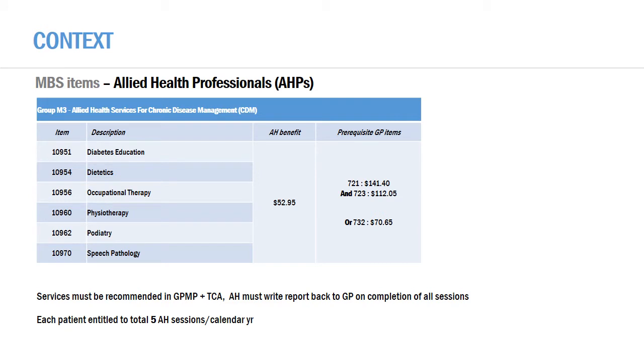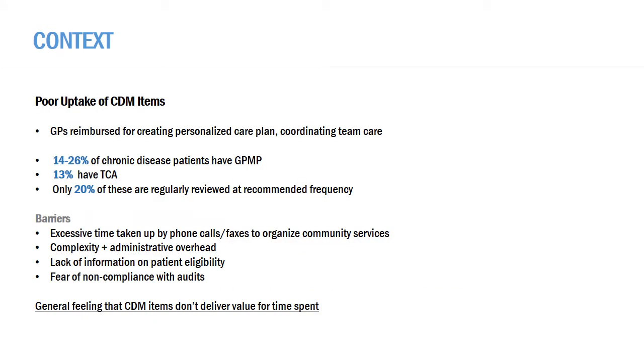So these are the items claimable by allied health from Medicare if a patient has both a GP management plan and a team care arrangement and is referred under the team care arrangement. How it normally works is that the GP faxes a referral form over, the allied health provider signs acceptance and faxes it back, and the GP has to then approve the TCA and collate all the progress reports later on.